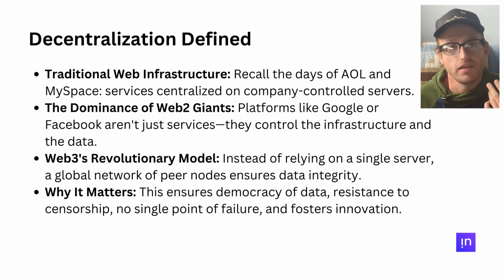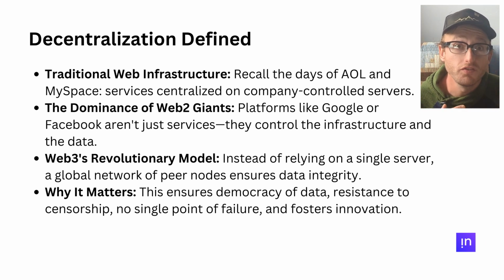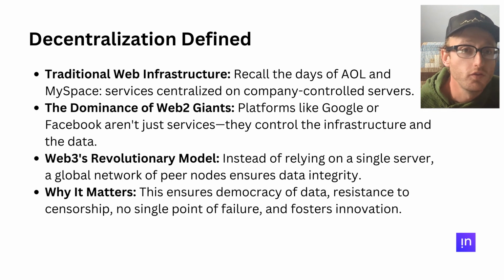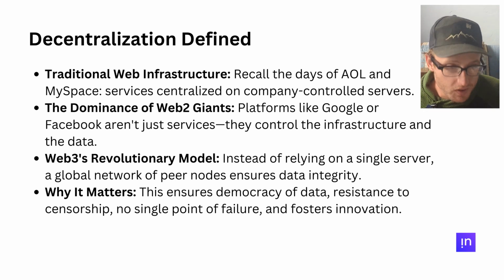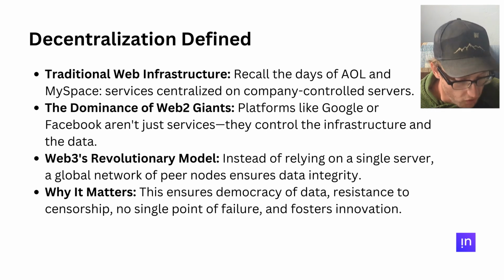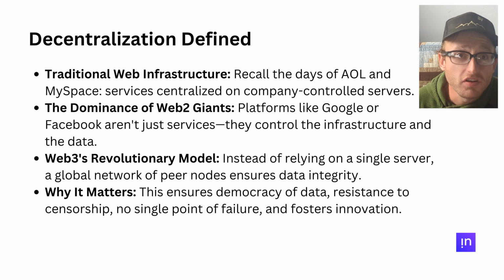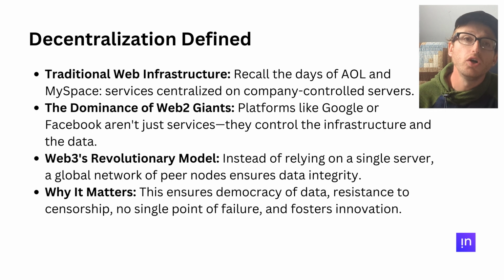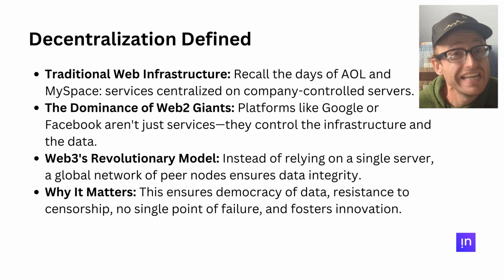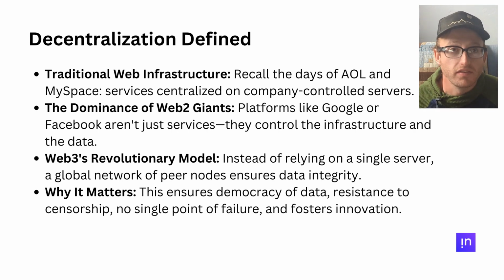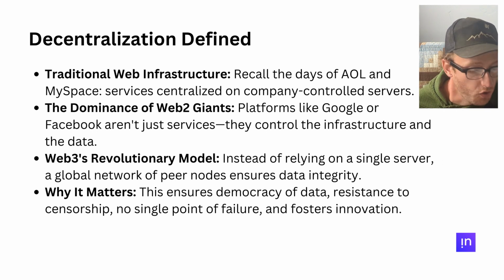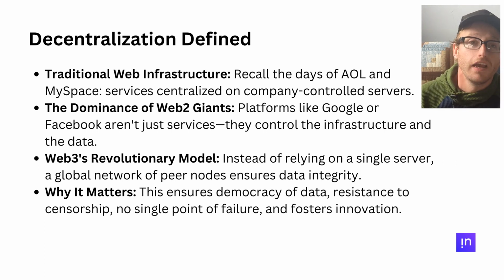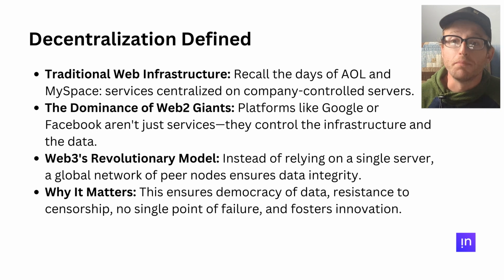Traditionally, if you think back to the days of AOL, MySpace, those were centralized servers. All of the data on those websites was within a company-controlled server that was all in one spot. Then we started to get what's traditionally known as Web 2 companies. These are things like Google, Facebook. They're more than just services. They control the infrastructure and the data, and oftentimes it's in this cloud as opposed to being housed in one central location. And then we move into what we now know as Web 3.